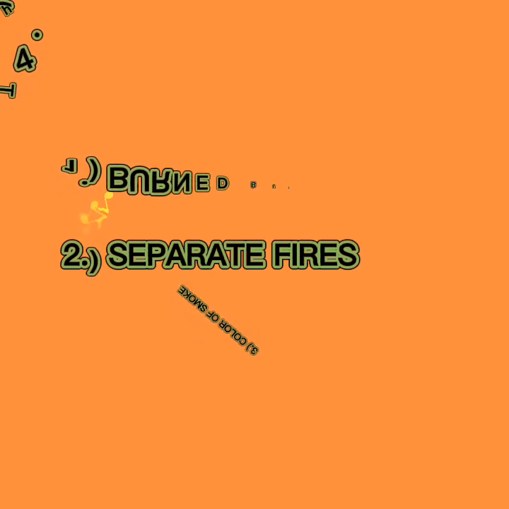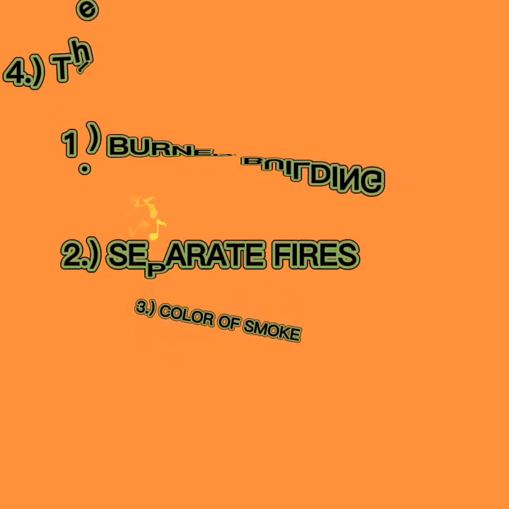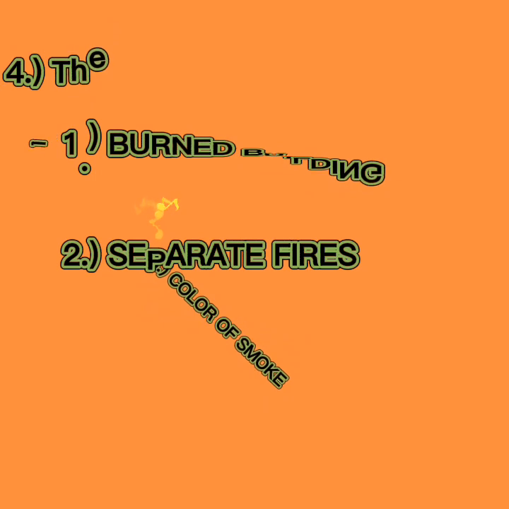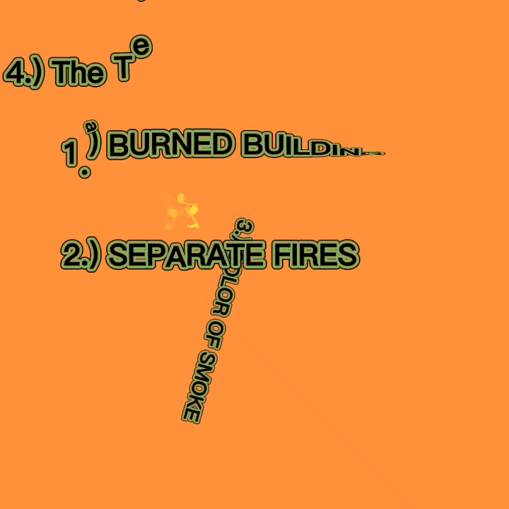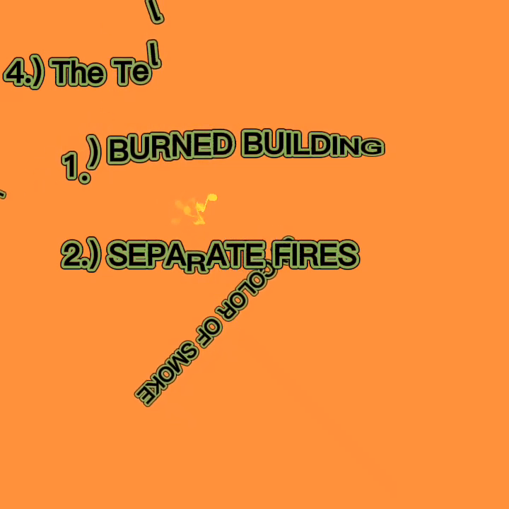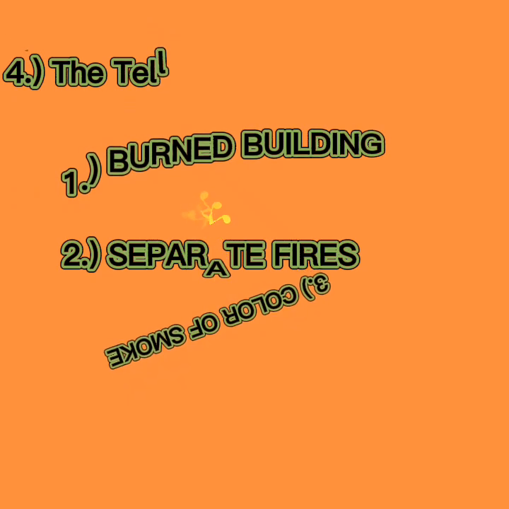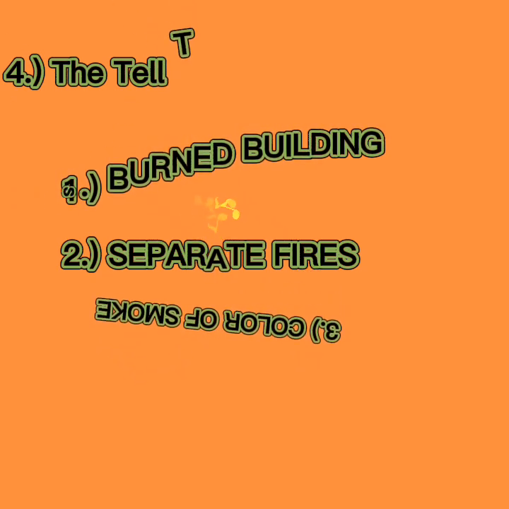Number 4. The telltale signs of arson. These signs may be so obvious that the first fireman at the scene will suspect arson, or they may be so well concealed that months of patient investigation will be required to show that it is a set fire. Number 1. Type of building. The type of the building may indicate a set fire under certain circumstances. Number 2. Separate fires. When two or more separate fires break out within a building, the fire is certainly suspicious.